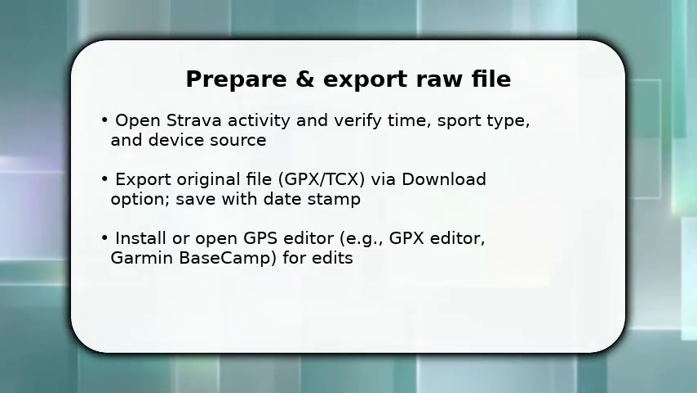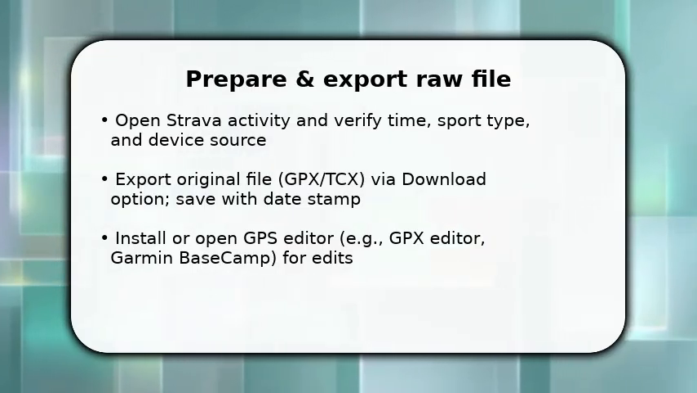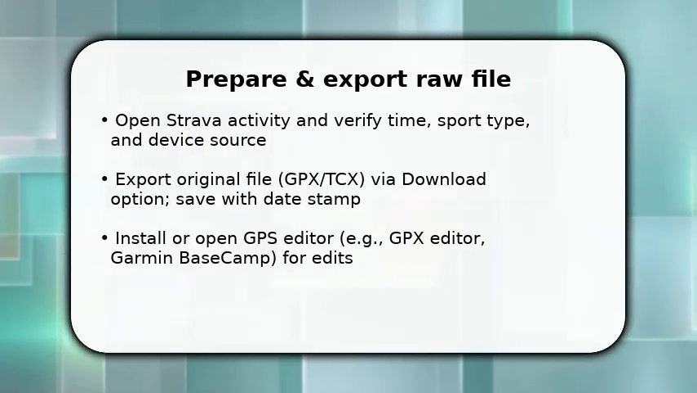You start by grabbing the raw file so edits are reversible. Open the activity, confirm the device and timestamps, then download the GPX or TCX immediately.